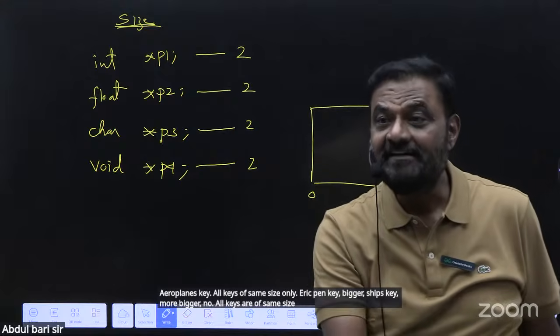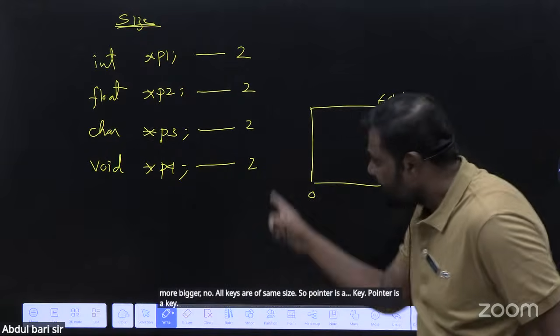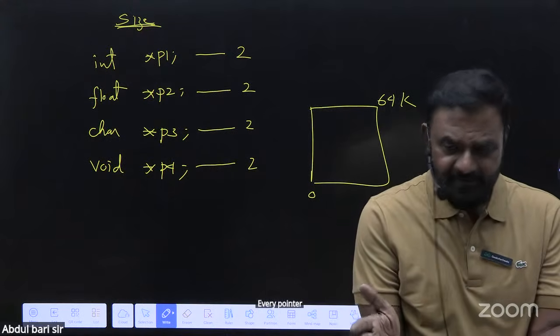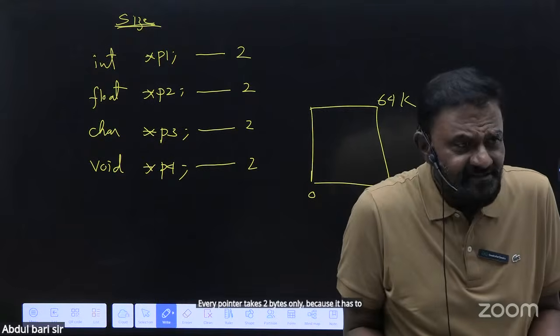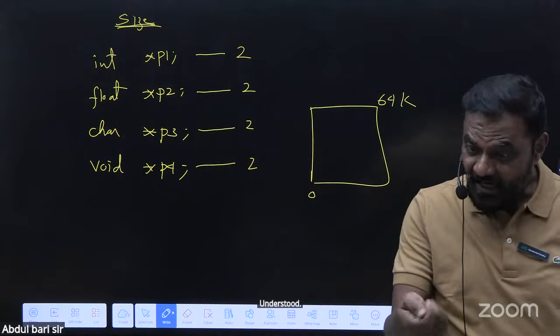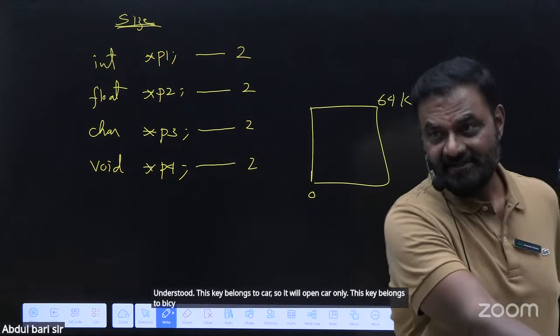So a pointer is a key. All pointers are of the same size. Every pointer takes 2 bytes only because it has to store the address. Understood? This key belongs to the car, so it will open the car only. This key belongs to the bicycle, it will open the bicycle only.